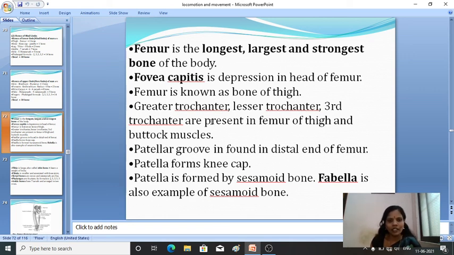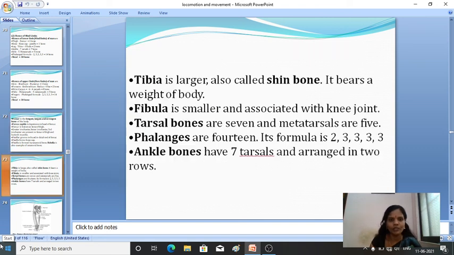Then greater trochanter, lesser trochanter, and the third trochanter are present in the femur for the thigh and buttocks muscles. Okay. Then patellar groove is found in the distal end of the femur, and it forms the kneecap, and it also forms the sesamoid bones. And fibula is also an example for the sesamoid bones. Okay, you see where they are present. So these are the important bones here.